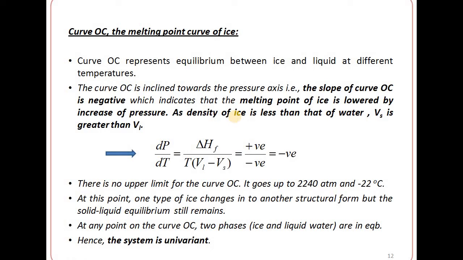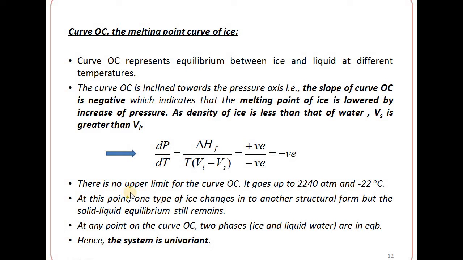Density is given by mass by volume. So if density is less, then volume will be higher. So it means the molar volume of ice will be higher than that of the molar volume of water. So we can say Vs will be higher than Vl. So it means the denominator is having a negative term. So ultimately dP by dT will be negative. So the slope of curve OC will be negative.